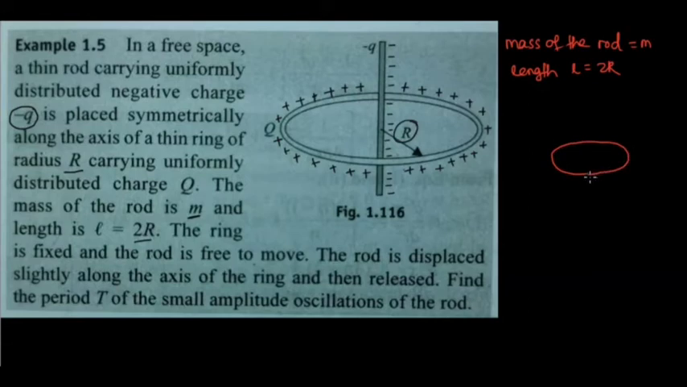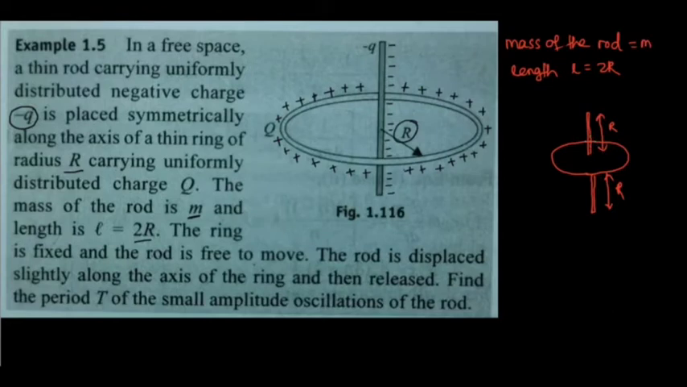We have a ring like this, and this rod is symmetrically placed along the axis. Symmetrically placed means half of the rod is above the ring and half of the rod is below the ring. So if 2r is the length of the rod, then the length of the rod which lies above the ring is r, and the length of the rod which lies below the ring is also r.